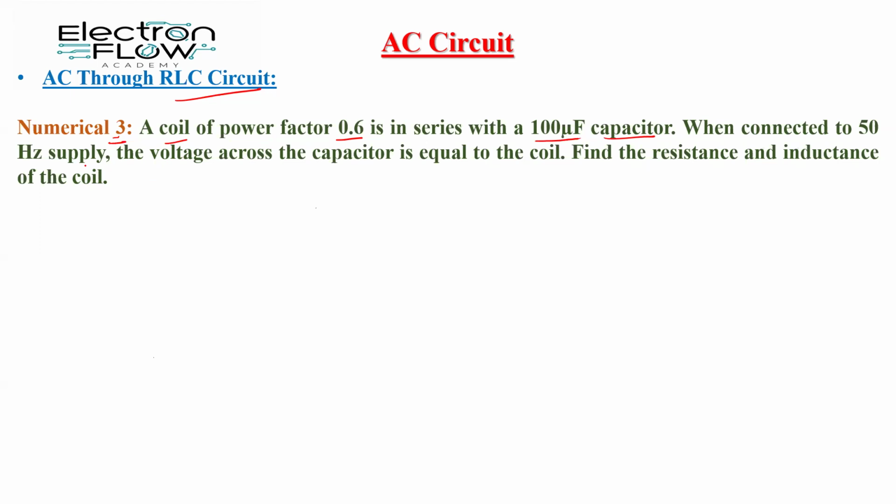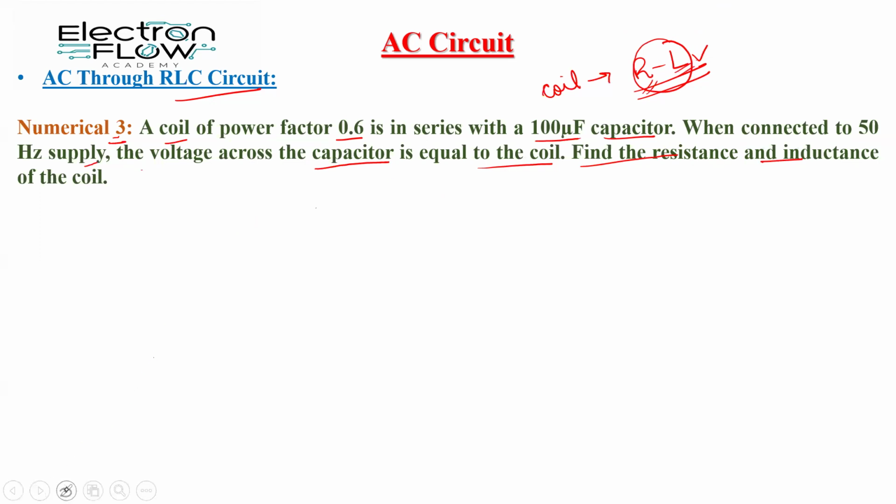The frequency of the supply is given to us, which is 50 hertz. The voltage across the capacitor is equal to the voltage across the coil. Here, the coil means the series connection of resistance and inductance. The question asks us to find the resistance and the inductance of the coil. So the two parameters we have to calculate are the resistance of the coil and the inductance of the coil.